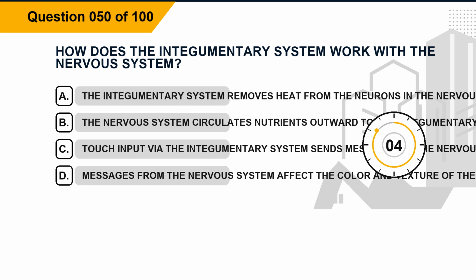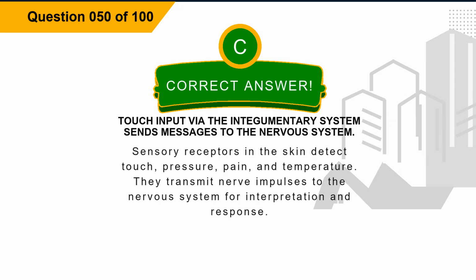Option D. Messages from the nervous system affect the color and texture of the skin. The correct answer is option C. Touch input via the integumentary system sends messages to the nervous system. Explanation. Sensory receptors in the skin detect touch, pressure, pain, and temperature. They transmit nerve impulses to the nervous system for interpretation and response.